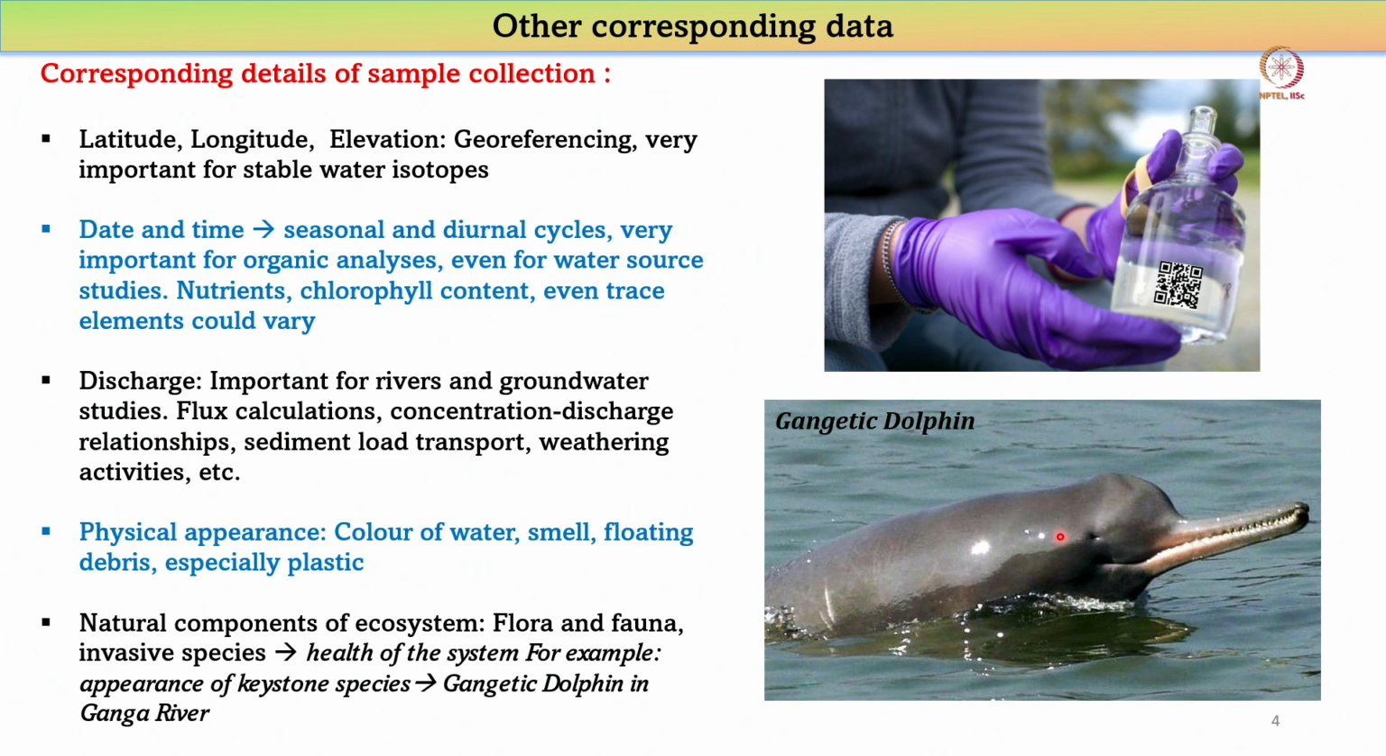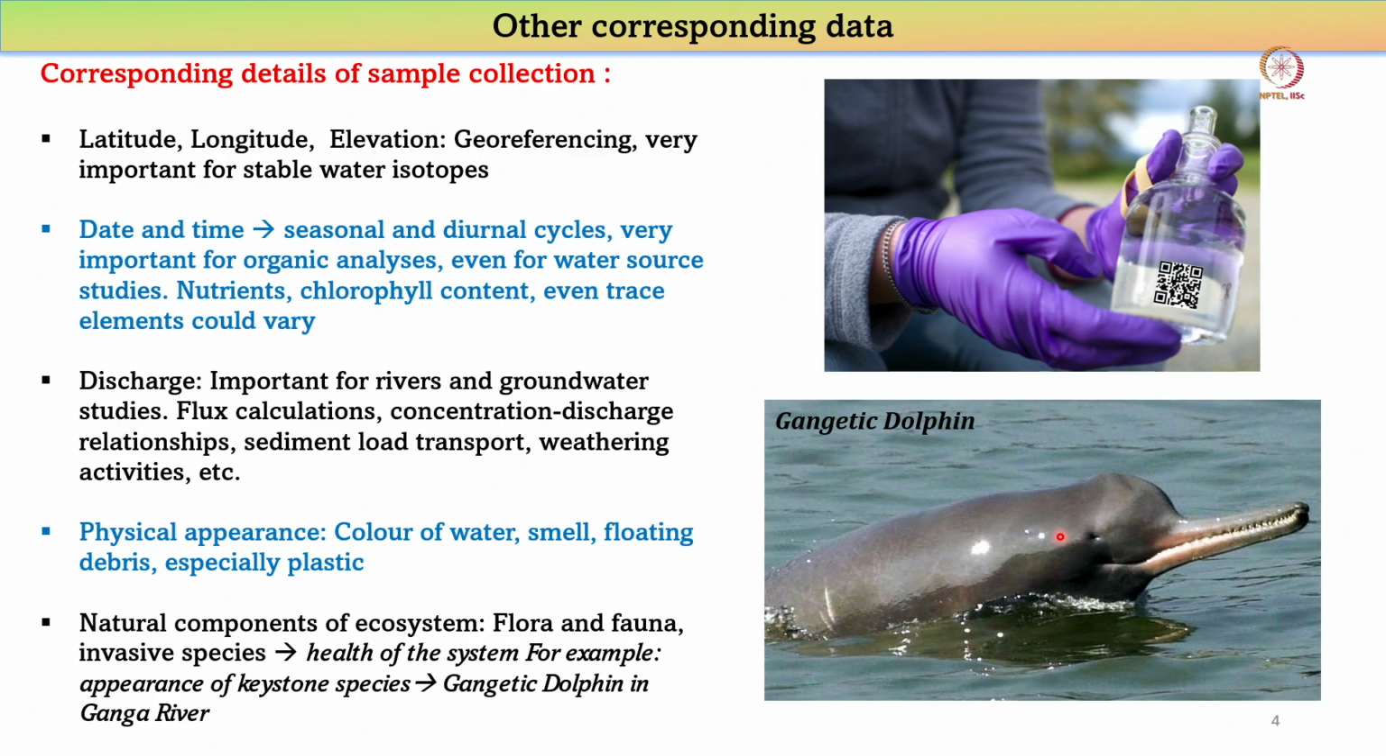And then there are certain key species, called keystone species, whose appearance gives us confidence that the health of that particular system has improved. For example, you must know that the Gangetic dolphin is one of the keystone species in the Ganga river. Up to wherever it has been seen, we say that the health of the Ganga river, the quality of water in the river, is good.